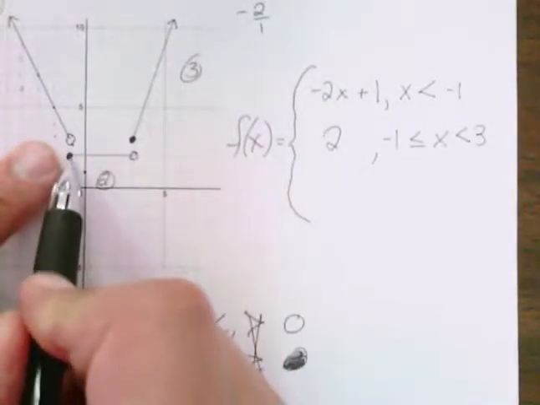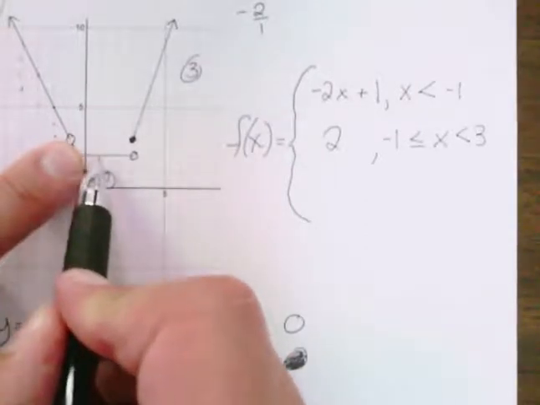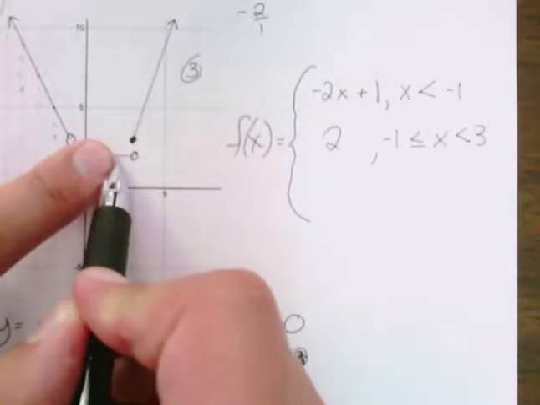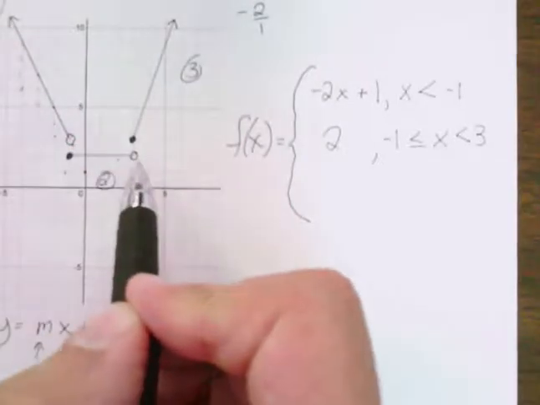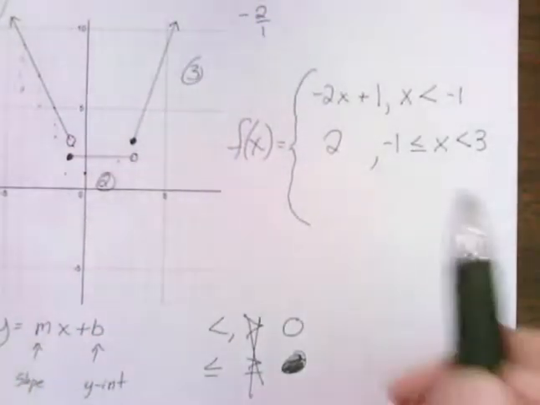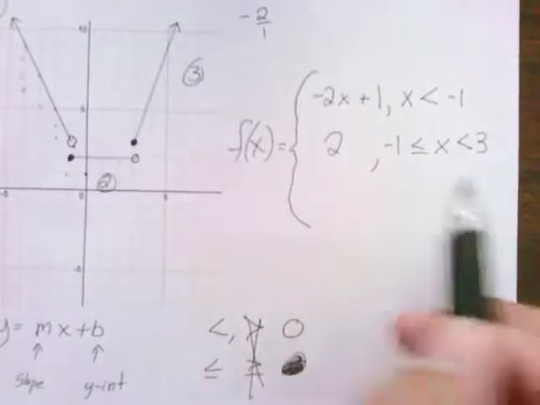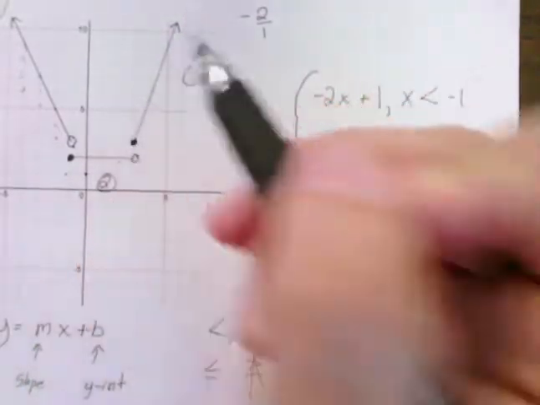So this is x is -1. This point here would be x is 0, x is 1, x is 2, and all the way up to, but not including, x is 3. That is my second piece. The final piece will be this piece over here.